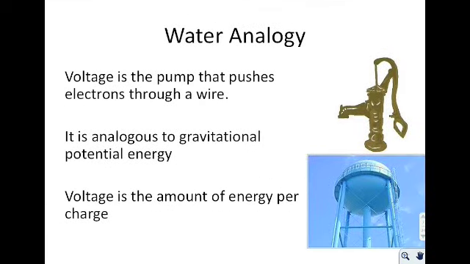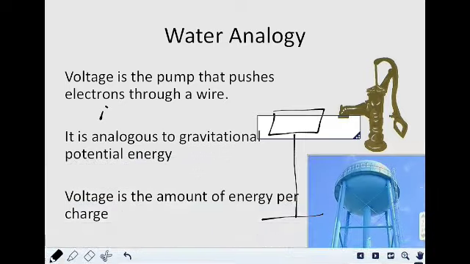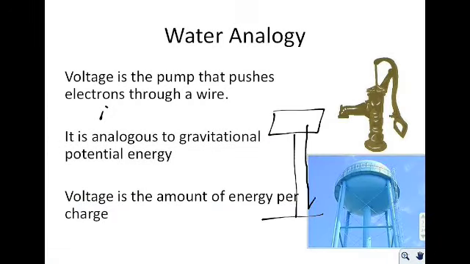So we look at the water analogy. We decided that voltage was the push that moves the electrons through the wire, and we did say we're going to move electrons. That's kind of a misnomer, but it's analogous to gravitational potential energy. So whenever you have gravitational potential energy, you take a book and you raise it above the surface of the earth, and when you let this thing go, whenever you release it, it will fall to the earth because it's attracted to the earth because of gravity.